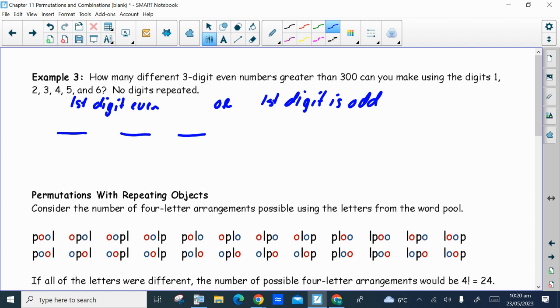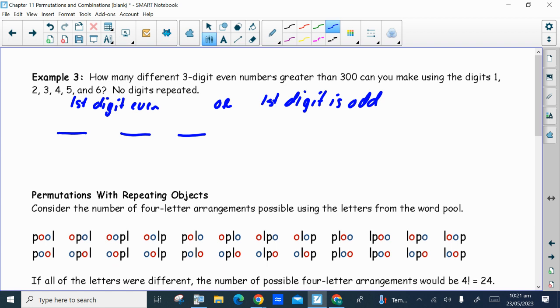And the reason we need to do this is that the 3-digit number has to be even. Well, that means the last digit has to be even. Also, the number must be greater than 300. So if that first digit is a 4 or a 6, because the number has to be greater than 300, which means that the first digit has to be either a 3, 4, 5, or 6. But if the first digit is a 4 or a 6, that's going to limit how many choices we have for the last digit. The number must be even, so the last digit has to be even.